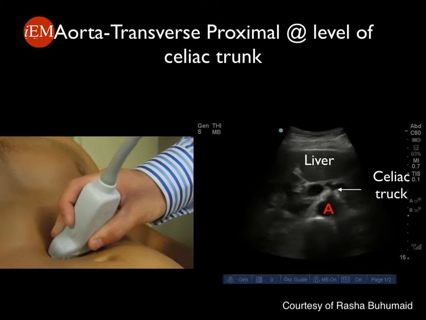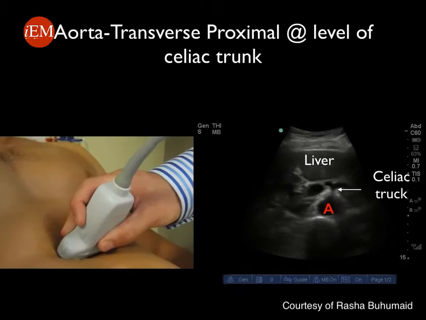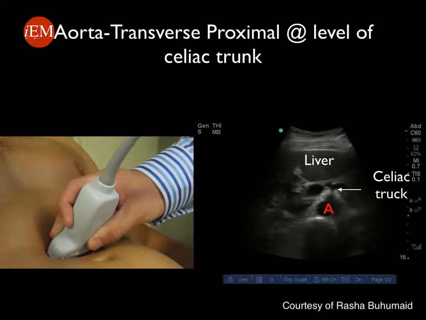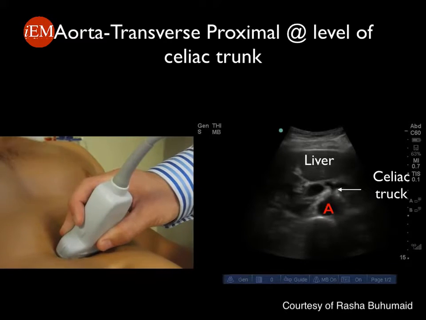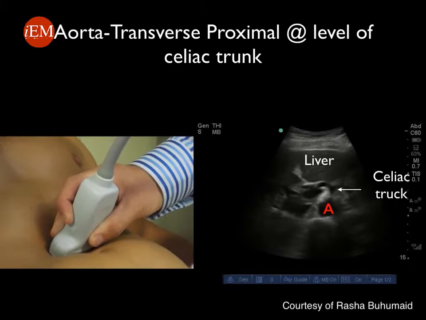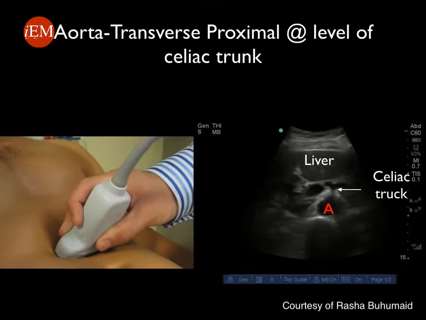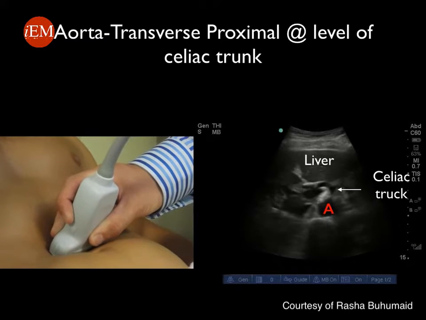You will start scanning proximally, just below the xiphoid process. At this level, you will see this corresponding ultrasound image: the abdominal aorta, a circular structure just above the vertebral body, and you can actually identify the celiac trunk, which is the first branch of the abdominal aorta.